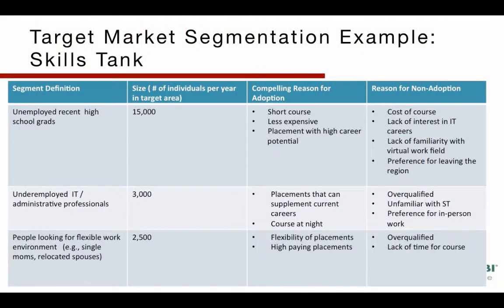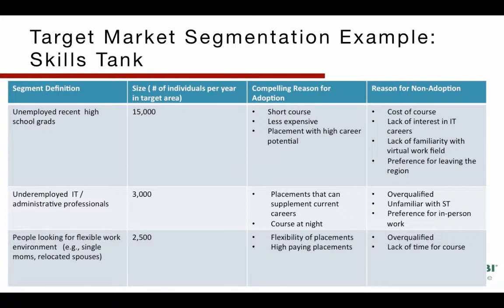So let's use our friends at Skills Tank as a target market example. And remember, Skills Tank are the people who are doing education for rural, whatever the name of the country is. And so their segmentation definition is the unemployed recent high school graduates, which was their initial target market, 15,000 opportunities. The underemployed IT administration professionals, 3,000, and people looking for a flexible work environment, 2,500.